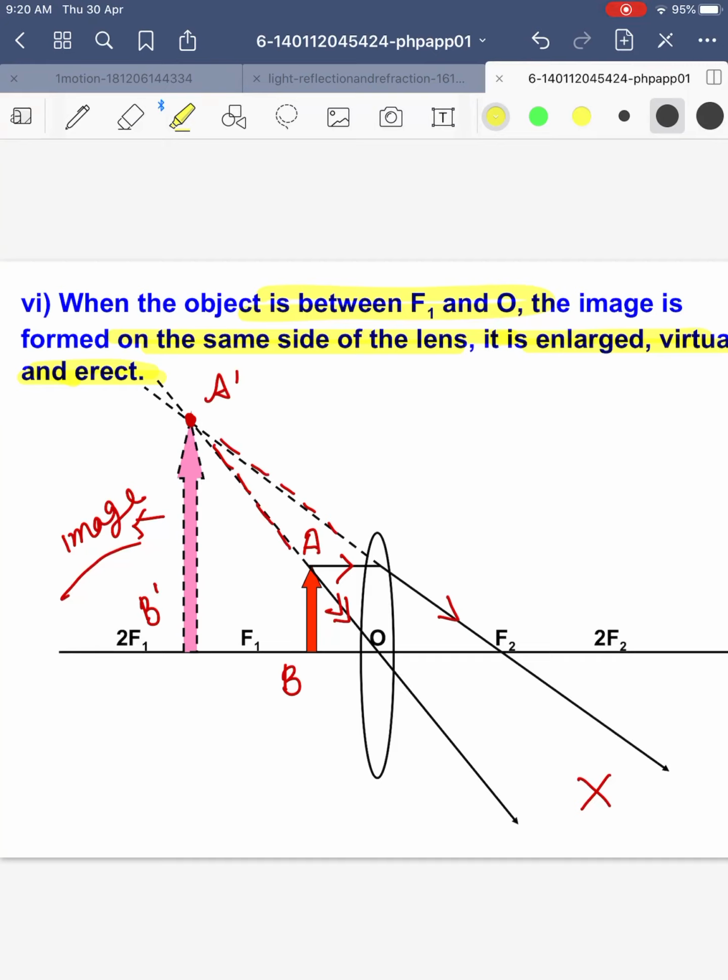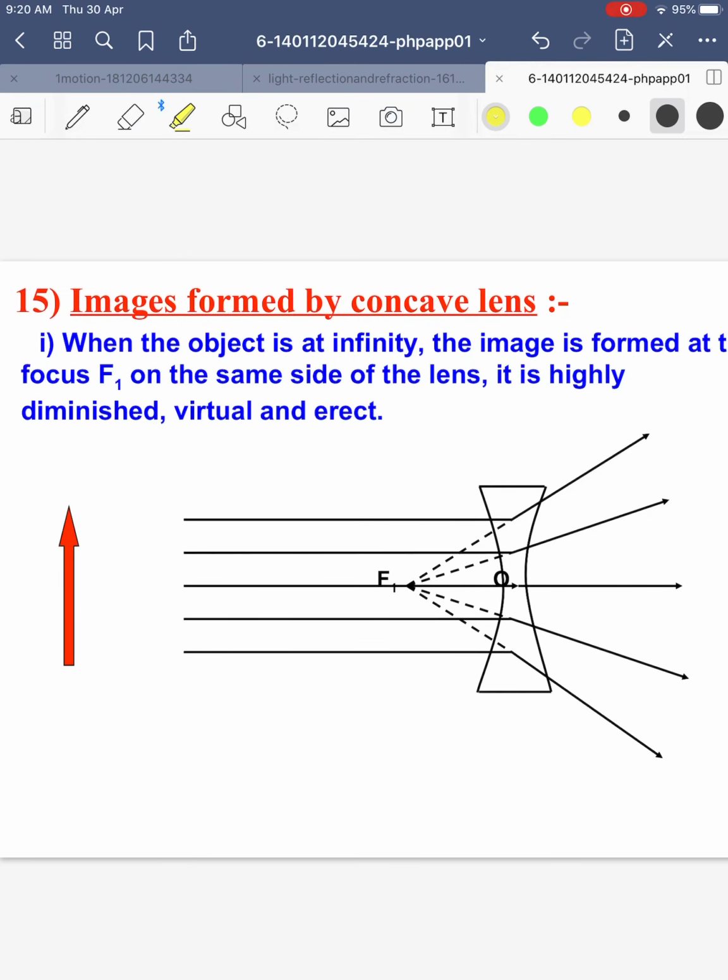In all other cases we see that the image formed is real because the rays are actually intersecting. So the last case, when the object lies between the optical center and focus, is the only case in which a convex lens can form an enlarged, virtual and erect image. So that was all about image formation by convex lenses, which we can see is similar to a concave mirror. Next we will discuss image formation by a concave lens.